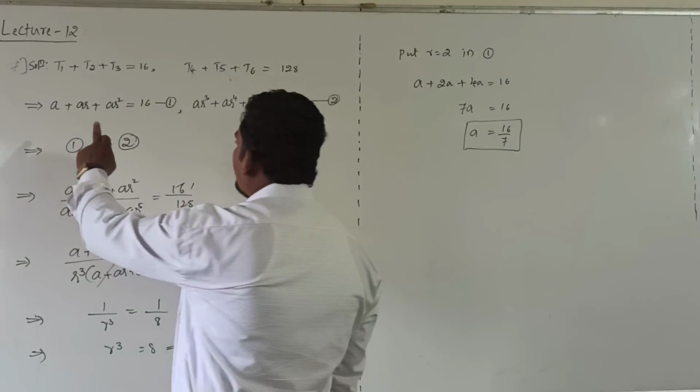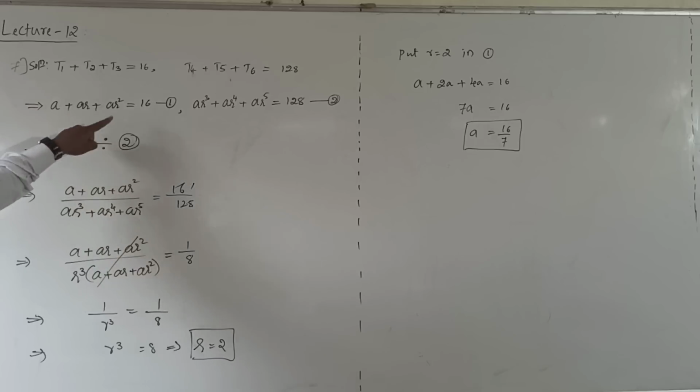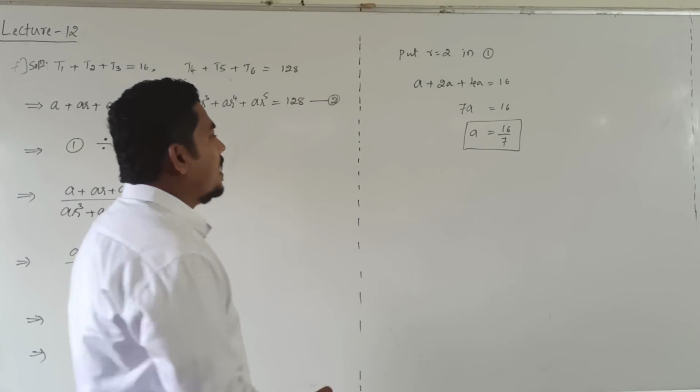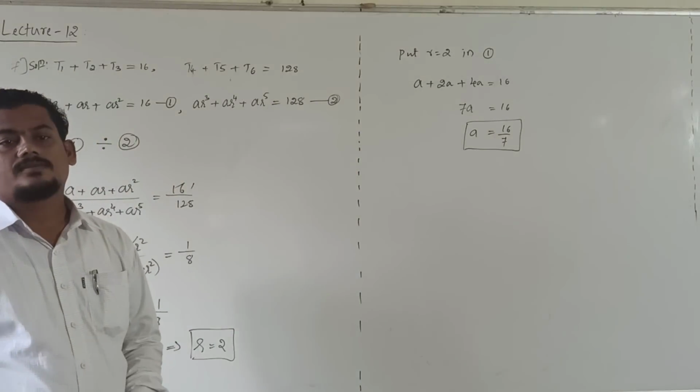Simply replace the R value, A remains as it is. R is 2, so R value 2 means 2A, and 2 square means 4A. 4A plus 2A is 6A, plus A is 7A, equal to 16. After getting the A value, find the sum to n terms.